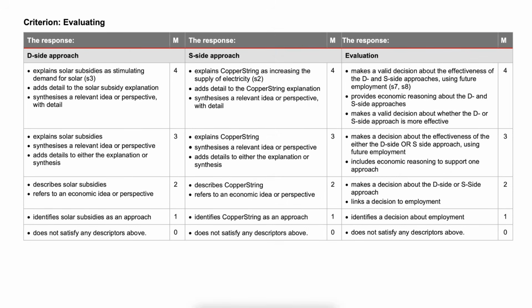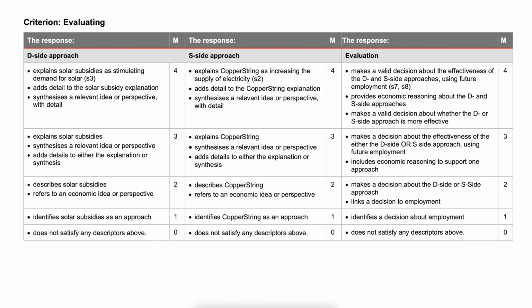In evaluating, following our response structure, we see that the demand side approach asks you to use the data to explain how solar subsidies stimulate the economy, provide some detail and added explanation, potentially linking it through to your aggregate demand and aggregate supply outcomes. Then synthesizing a relevant idea or perspective. This is where you can consider elements such as the cyclical nature of demand side changes, linking it through to short run outcomes. That will help you make some general themes in terms of where you might be heading into your conclusion in your evaluation.